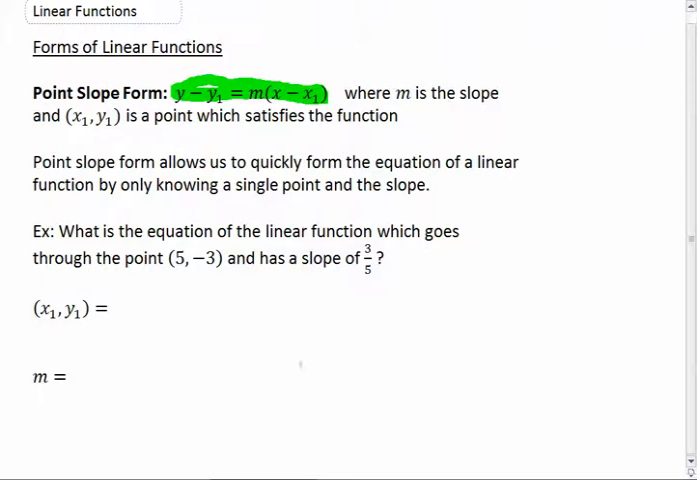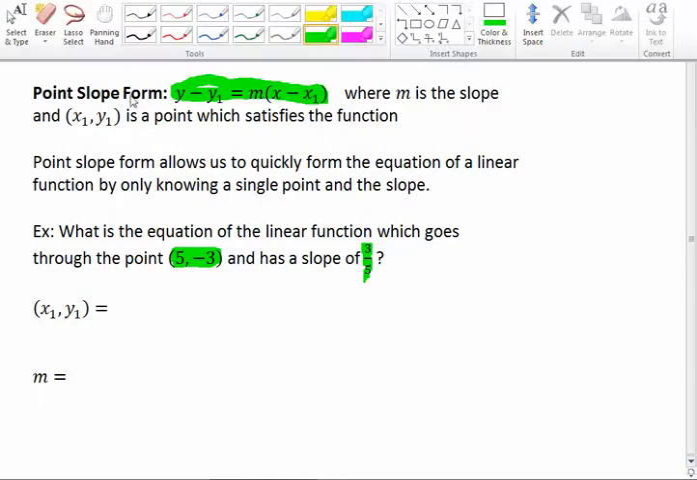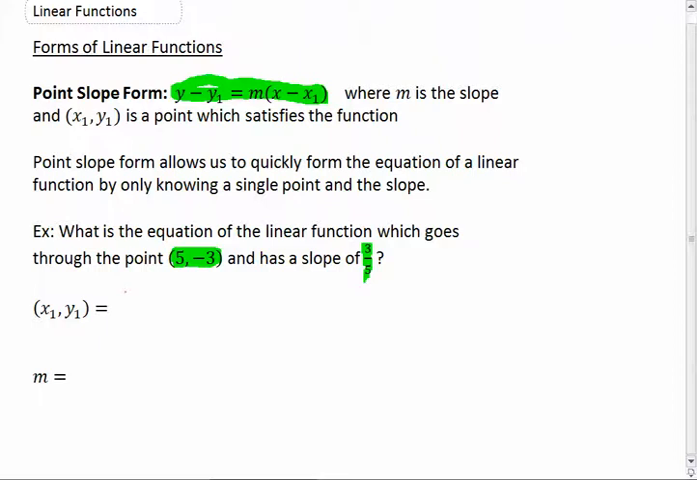And we're going to use the information that we have: our point, (5, -3), and we have a slope of 3/5, and we can really quickly come up with what the equation for this line is. And we can generate further points. So first off, our x1, y1. Well, this is just 5 and -3. Okay? Your slope, m, is 3 over 5.